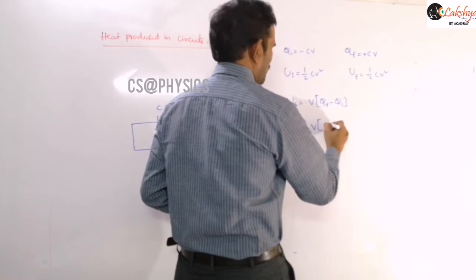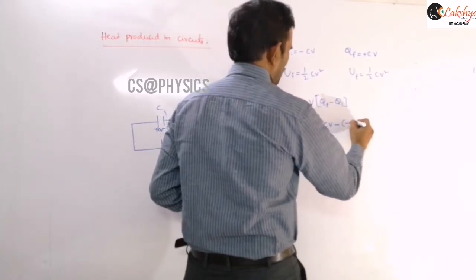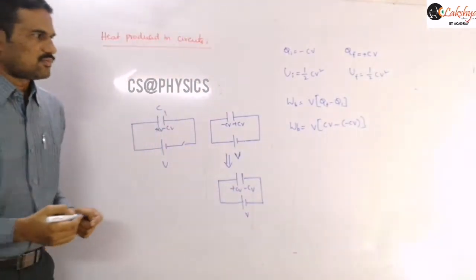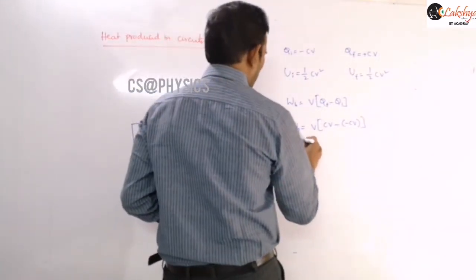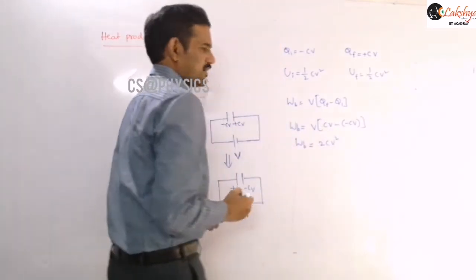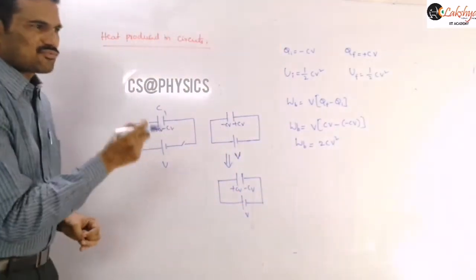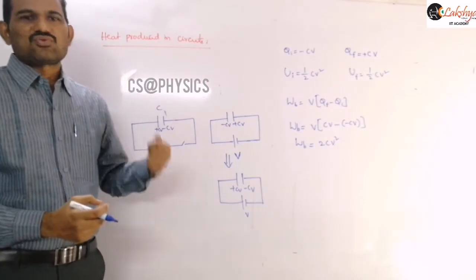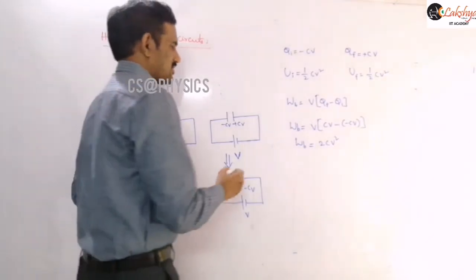V into Q final is CV minus of minus CV here, right? So that is important term. Q initial is negative term. So therefore the work done by the battery is 2CV square you will get. That is the work done by the battery here. So one CV square is to neutralize the charge present on that, and another CV square is to charge the capacitor, which we discussed previously.